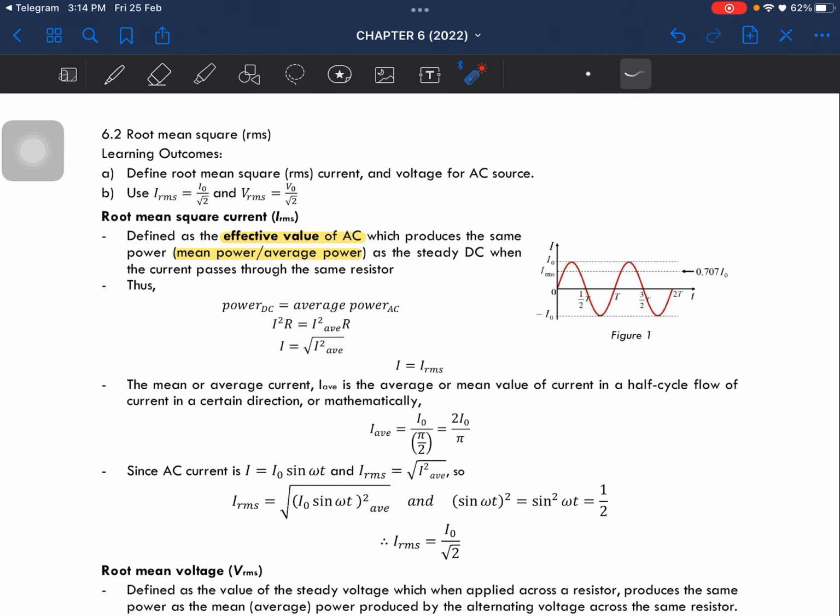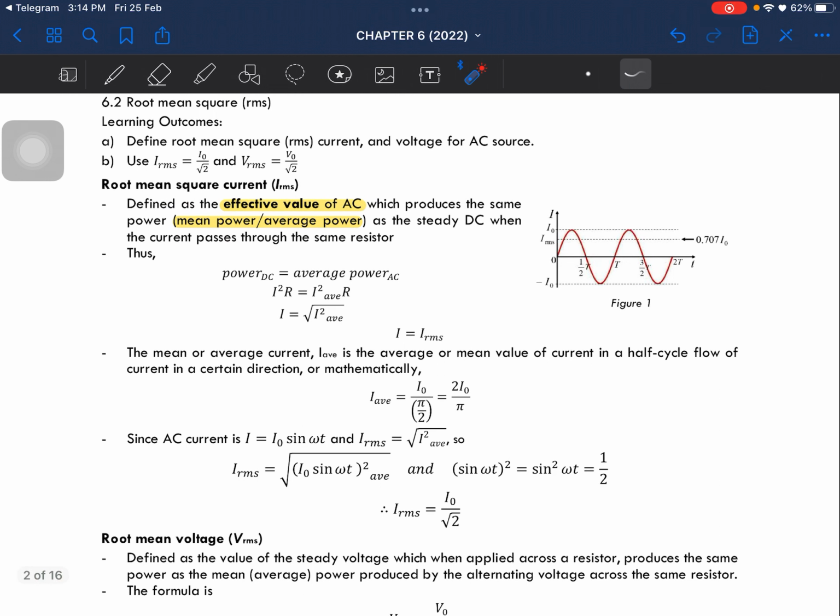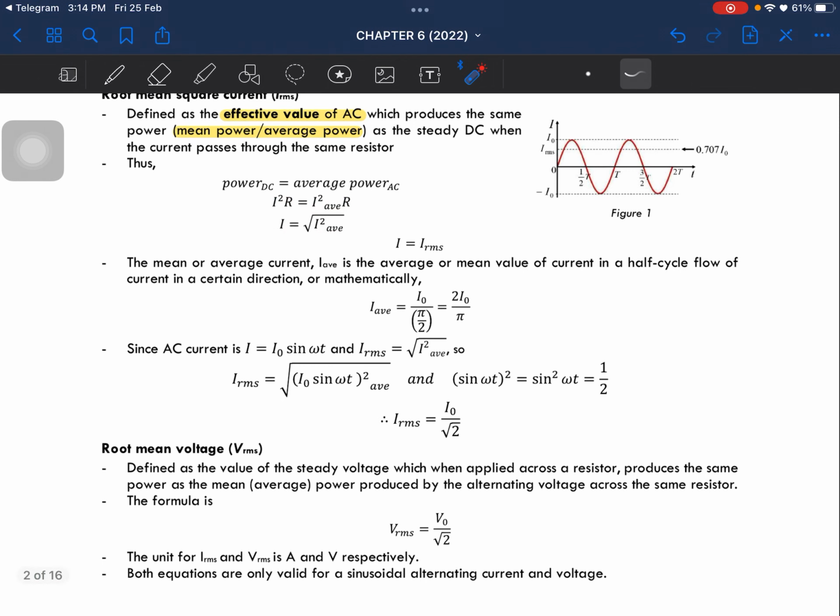Okay, so the equation is basically the power for direct current should be equal to the average power for alternating current. I squared R is basically the power for direct current, equal to the product of the average current squared times the resistance. So you will then get this equation here, and from here you can say that IRMS is basically equal to this equation here. So I equals IRMS.